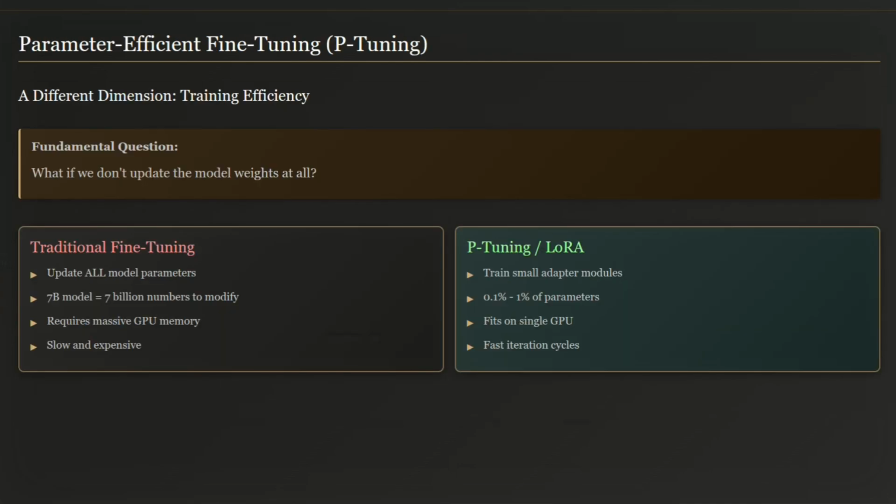Now let's talk about P-tuning, or parameter-efficient fine-tuning. This is a different dimension entirely. All the methods we've discussed so far, SFT, RLHF, DPO, they all update the model's weights. For a 7 billion parameter model, that means modifying billions of numbers. P-tuning asks, what if we don't update the model at all? What if we only train a tiny adapter?